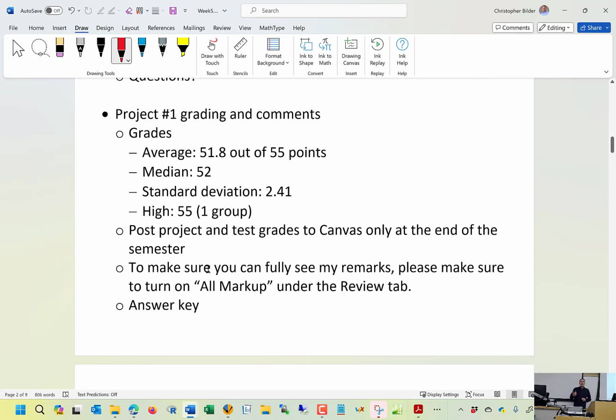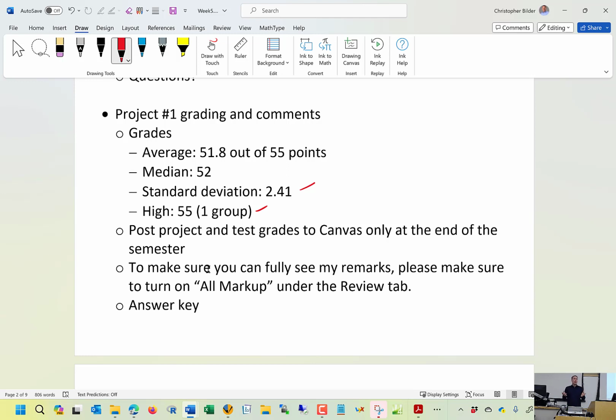Okay, let's move on to talk about project number 1. All of you should receive your project number 1 back. The grades are at the top: number of points possible out of 55, and number of points earned. The average score was good, 51.8 out of 55. Standard deviation 2.41. And overall, there was one group that got 55 out of 55.